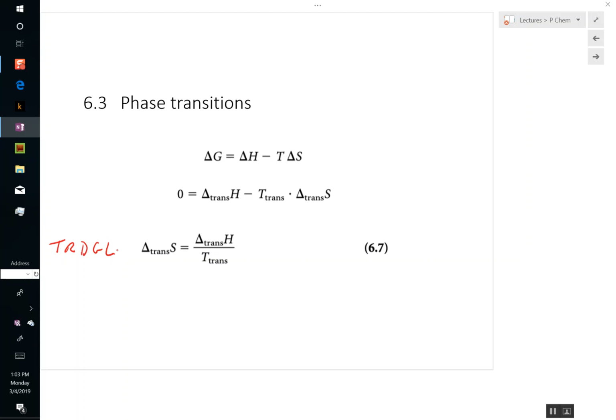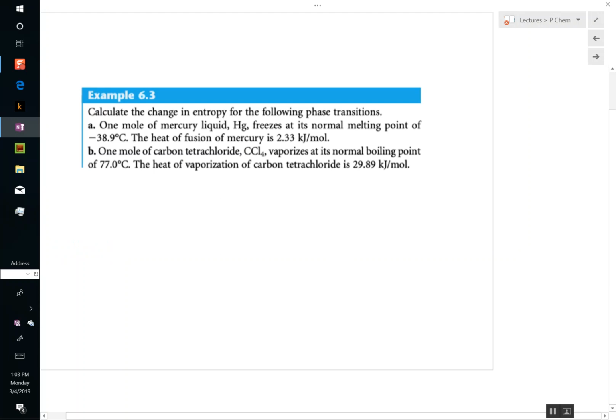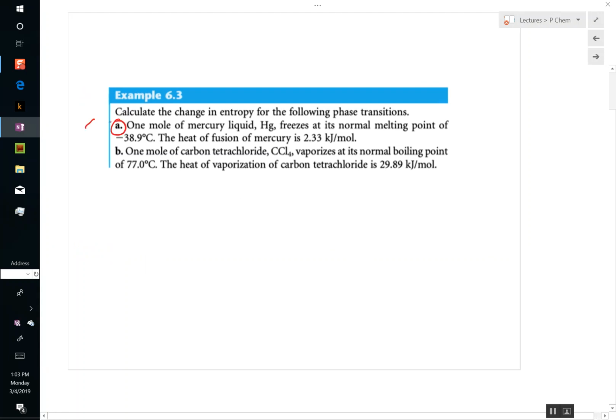Okay, well, let's just take it from there. This will be the simplest equation for right now. Basically what it's saying is if you know the delta H of the transition and the temperature at which that transition occurs, you can calculate a change in entropy, which let's just try to do right now. And the quicker we grind through these, the quicker I can get to the Chapter 5 homework.